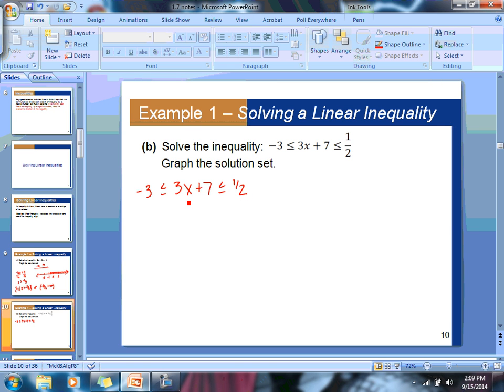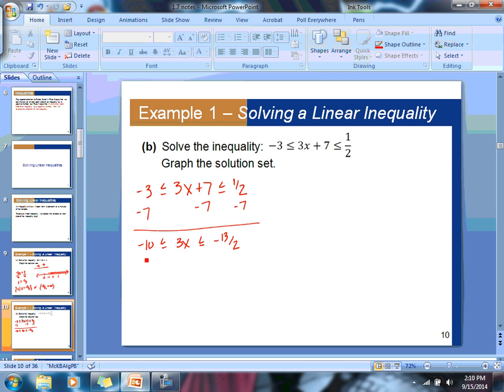Now I have to isolate the x. I have to get it all by itself. So I have to undo my adding 7. And I'm going to do that to all three parts. So now I have negative 10 less than or equal to 3x less than or equal to, now 7/2 is really like 14/2. And then if I'm adding 1/2 to it, that's going to be like a negative 13/2. So I'm just going to leave it an improper fraction for now.